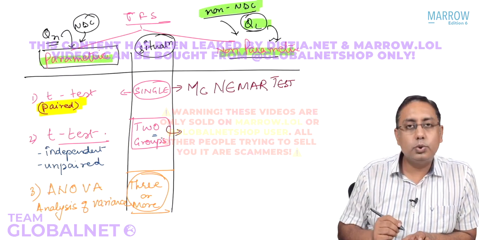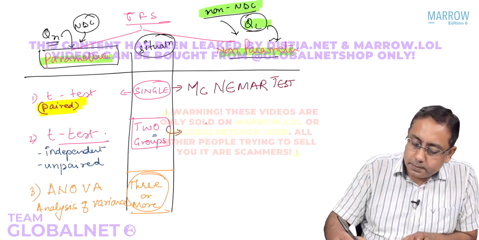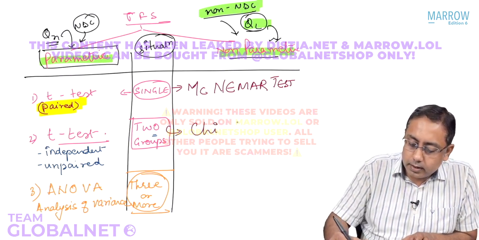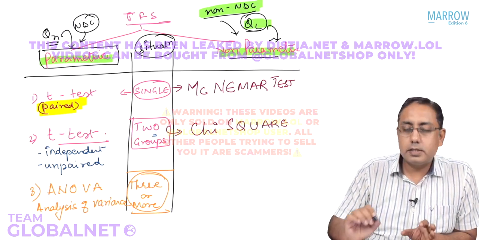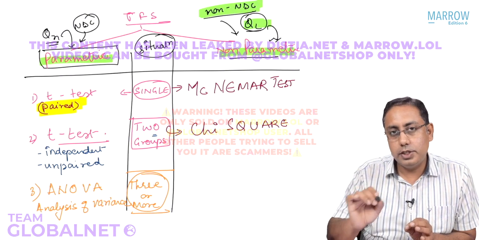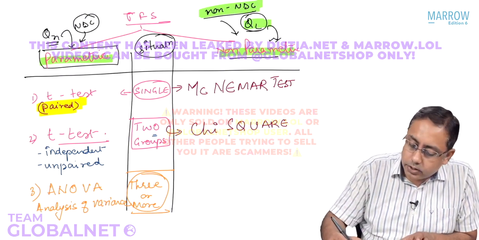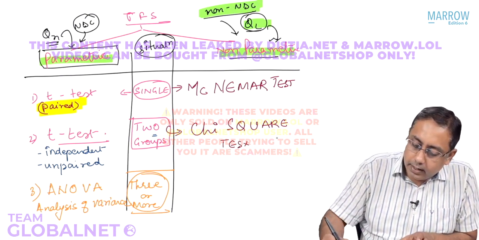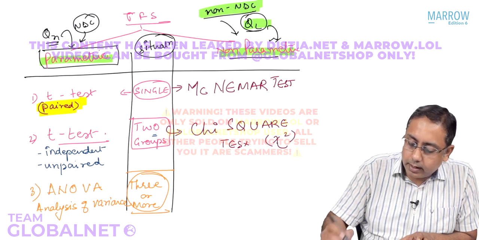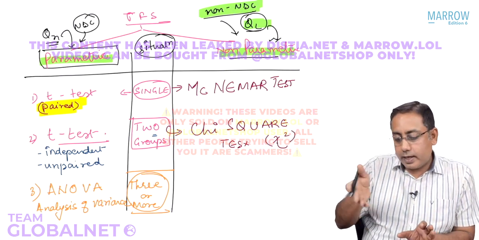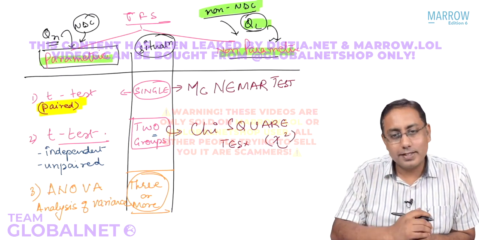In case it is two groups, it is called the chi-square test. Please remember it's a chi-square. It is given by a symbol like X with a long leg. So X square, that is the chi-square test.